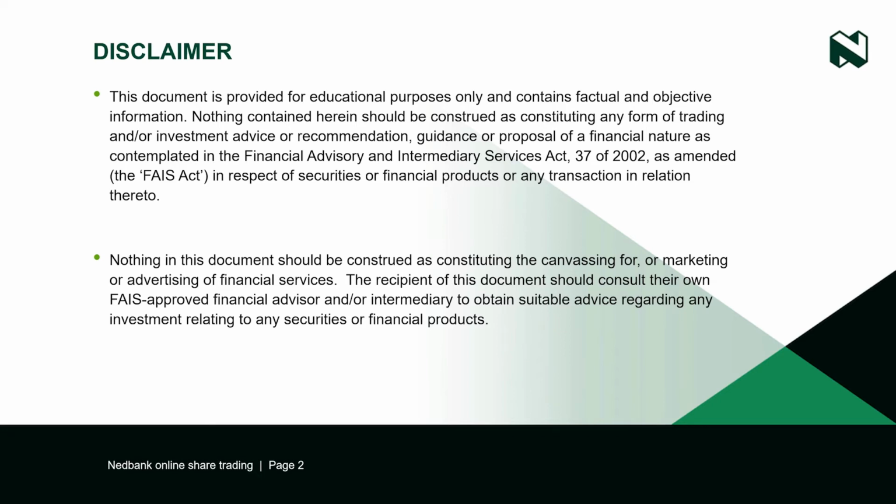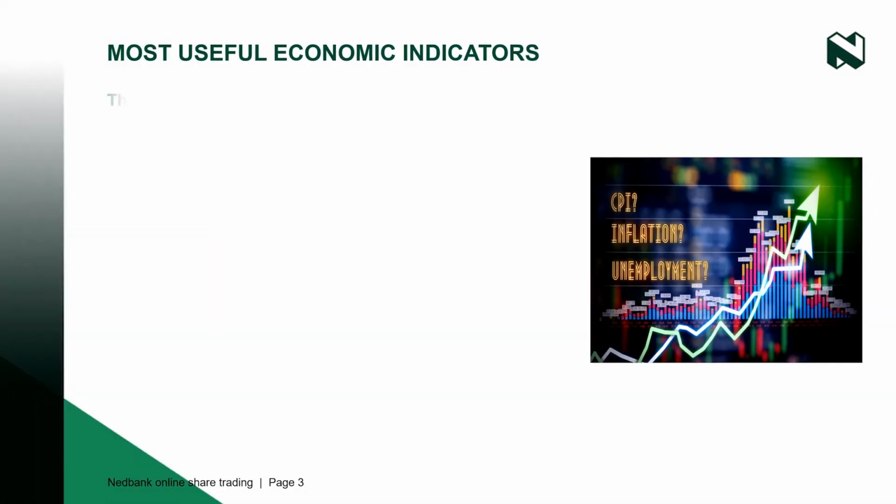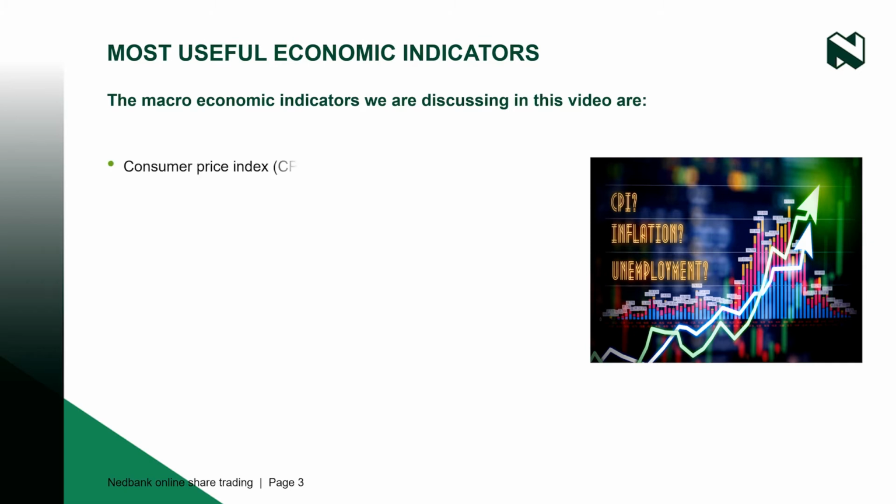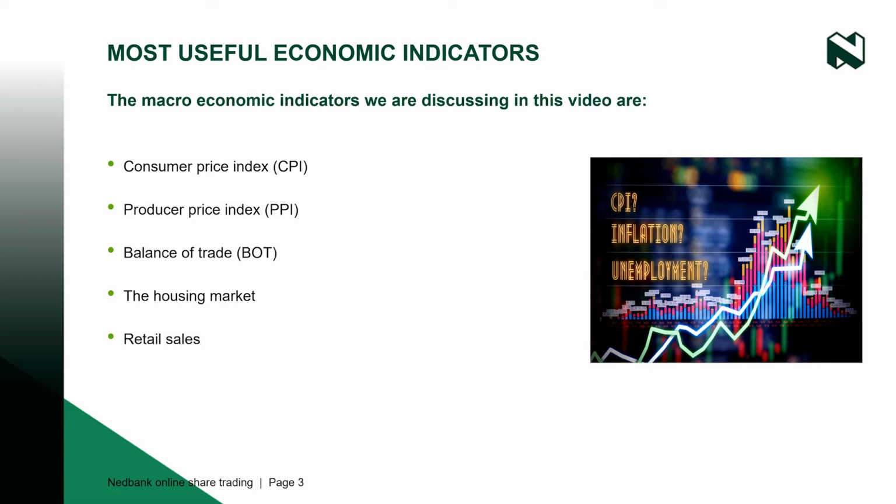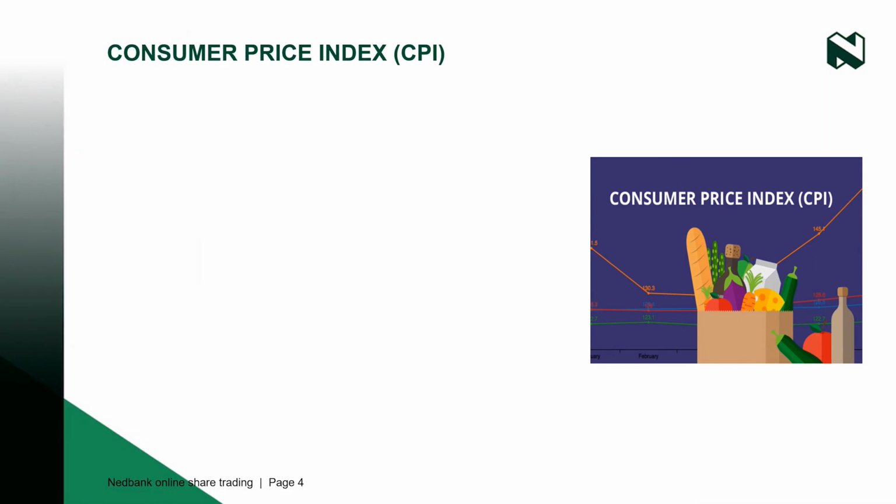Let's start this session. In this series, we will continue with the following most important economic indicators which investors, traders, and analysts use to establish the well-being of a country's economy: Consumer Price Index, or CPI, Producer Price Index, or PPI, Balance of Trade, or BOT, the housing market, retail sales, and lastly, commodity prices. The first economic indicator is the Consumer Price Index, or CPI.